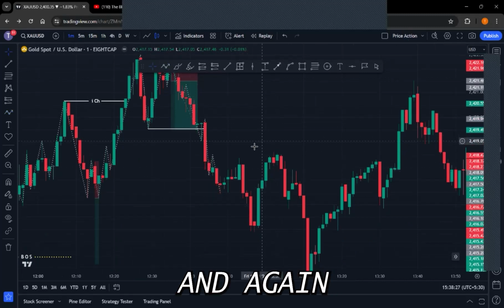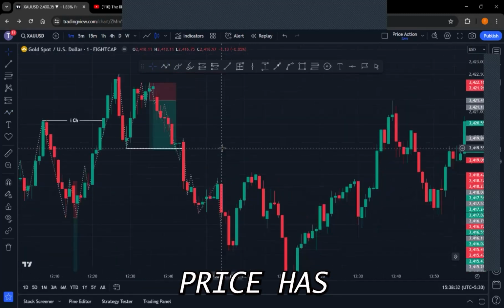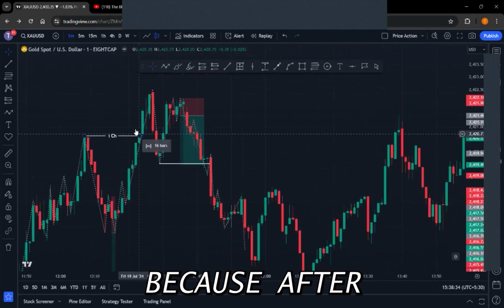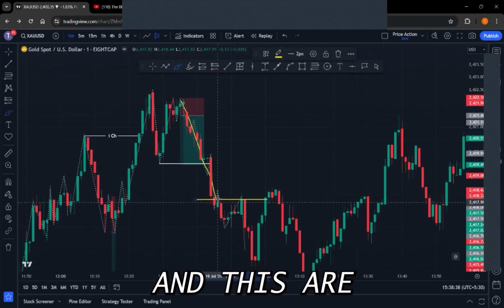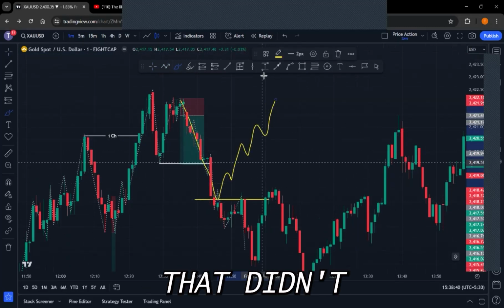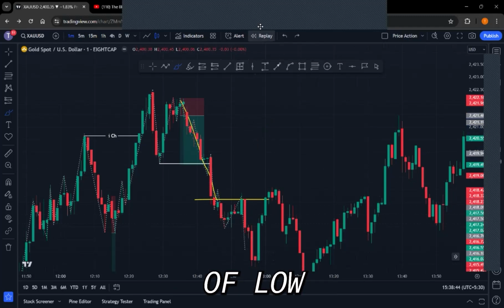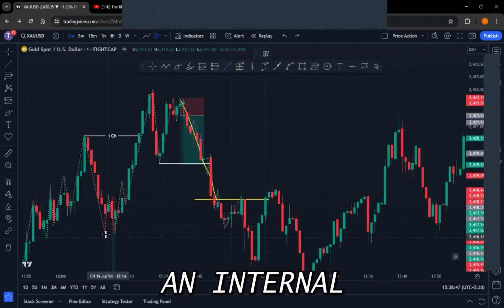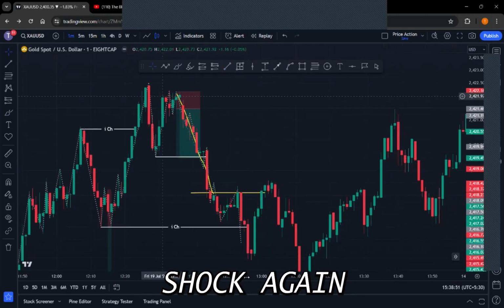Okay, and again, from here, price created this lower high, lower low. Price has not given a support, because after the internal shock in the market, what I was waiting for was the price to create a support and then start giving us higher highs and higher lows, but that didn't happen. As you can see, the price continued the series of lower highs and lower lows, giving us an internal shock. The price took out this major liquidity towards the downside, giving us an internal shock again towards the downside.